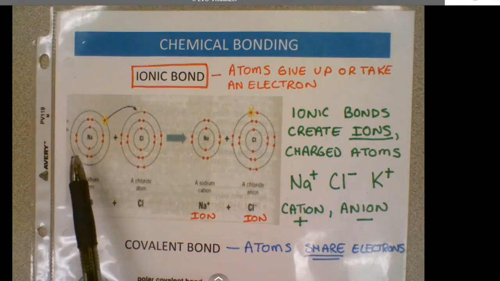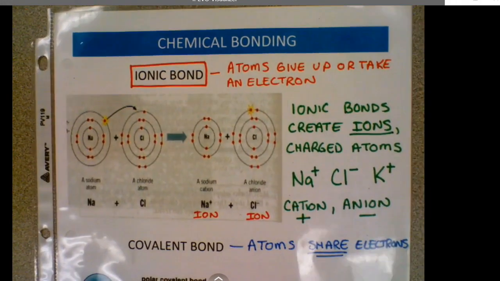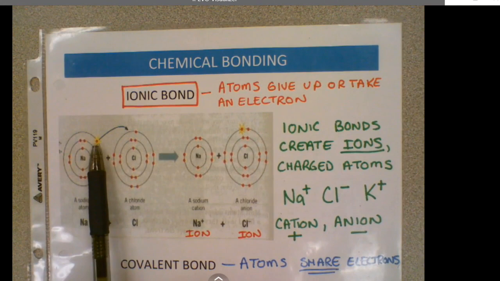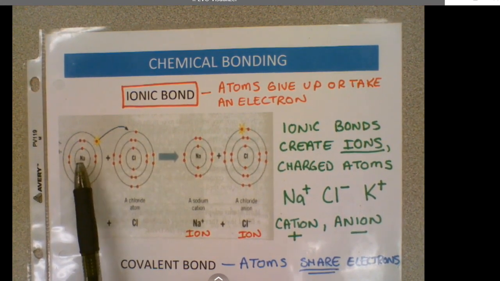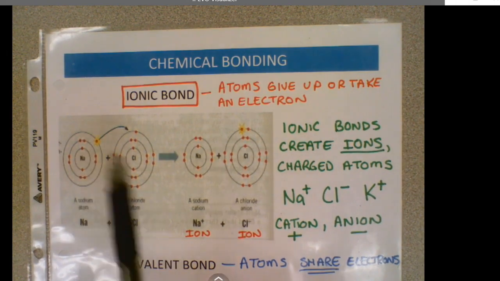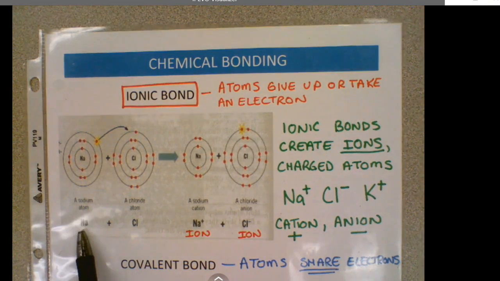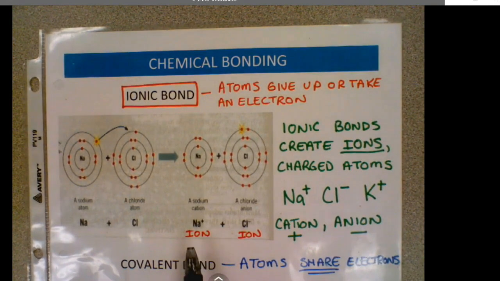So for example, sodium has 11 protons and normally 11 electrons. But if I give away one of these electrons, now I only have 10 electrons. So I'll have 11 protons and I'll have 10 electrons. I'll have one more positive than negative. That makes this sodium a plus, a positive. That's how we get this ion.